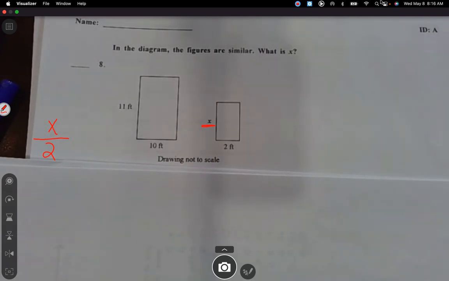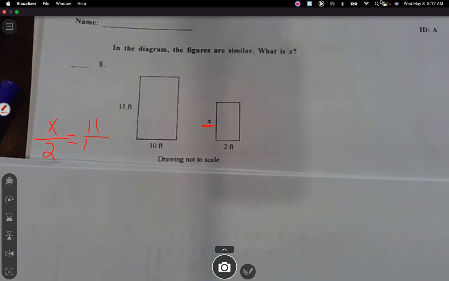You can do long side, short side, long side, short side, or long side, short side, short side. Okay? X can never go with 10. I don't know how to tell you that if you can't see it. But if we're going to do x with 2, then I must be consistent and do the same thing over here in the same order. What is that going to be?